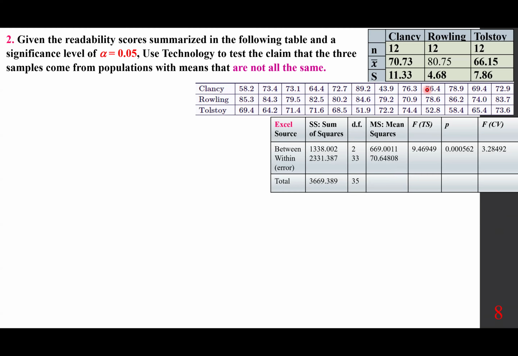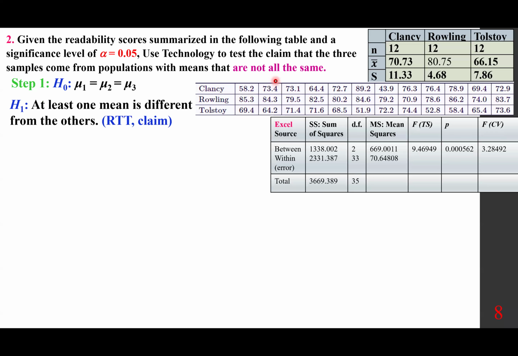So step 1, H0: mu sub 1, mu sub 2, and mu sub 3 are equal. And we're checking that they are not all the same, so at least one of them is different, which makes it a right tail test and a claim. The next step is to calculate the test statistic, more specifically, look for the test statistic F. Test statistic is, of course, found from the table.